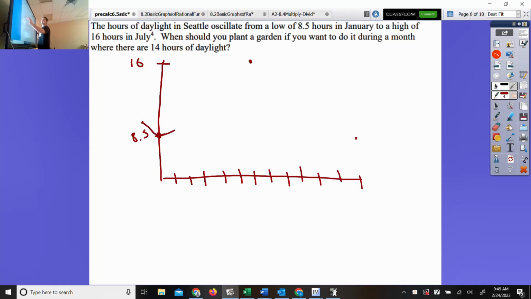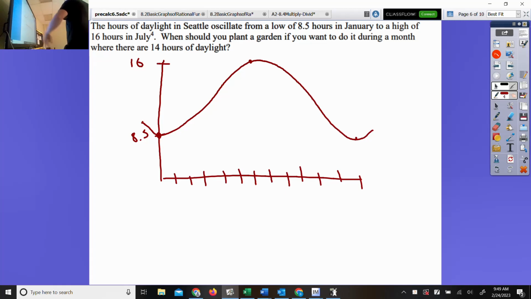And your graph is something like that. Can you guess what that would look like? That's a trig function. Where's the midline going to be? The midline is half of the graph. It's going to be halfway between 16 and 8.5, isn't it? 12.25. That's 16 plus 8.5 over 2, which is 12.25.